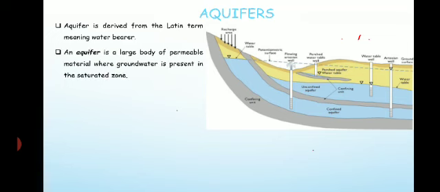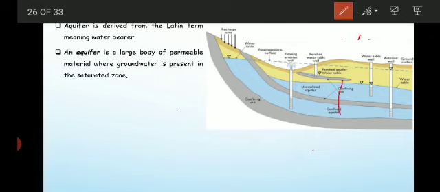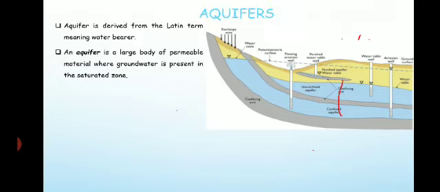So how do you define an aquifer? An aquifer is a large body of permeable material where the groundwater is present in the saturated zone. Yesterday we discussed what the saturated zone or zone of saturation is. That is the zone present here, called the zone of saturation. Whatever water is available in the saturated zone, we call it groundwater. So an aquifer is a large body of permeable material where the groundwater is present in the saturated zone.